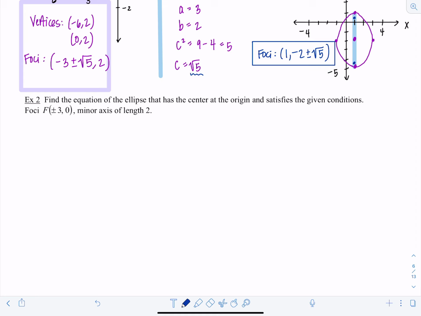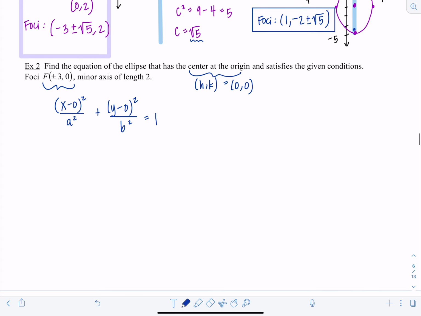All right, cool. So the center is at the origin. That means HK is at 0, 0. And then look at this. The foci are lying parallel to the x-axis, right? That means the major axis is parallel to the x-axis since it's at plus or minus 3, so it's moving in the x direction. So that means A is underneath x, the x term. So I'm going to have x minus 0 squared over A squared, because the major axis is in the x direction, plus y minus 0 squared over B squared equals 1.